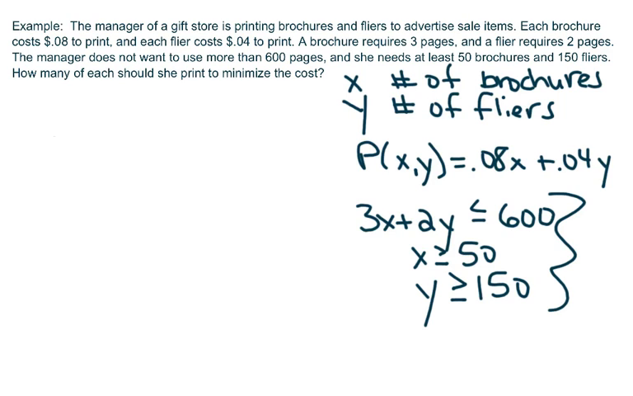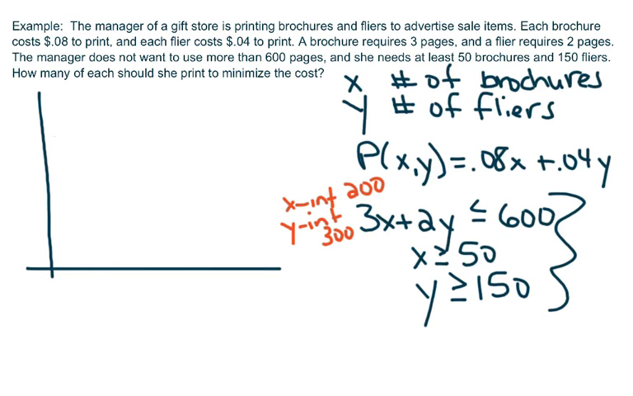In order to determine what my scaling on my graph is going to be, I'm going to find the x and y intercept of the first inequality. The other 2 inequalities, remember, this is a vertical line and this is a horizontal line. So the x-intercept is going to be 200, and the y-intercept is going to be 300. So now I'll go make a graph.